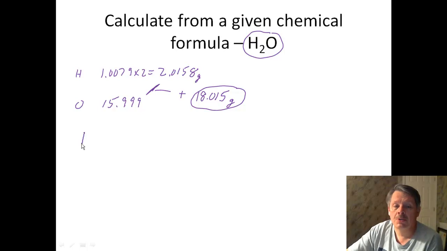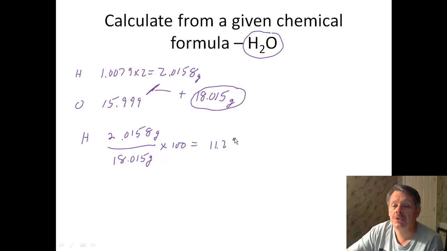Our percent composition for hydrogen is going to be 2.0158 grams divided by our total, which is 18.015 grams. I have to multiply by 100, and that will give me an answer of 11.2%. All right, pause the video, guys. See if you can do the one for oxygen on your own, and then come back.